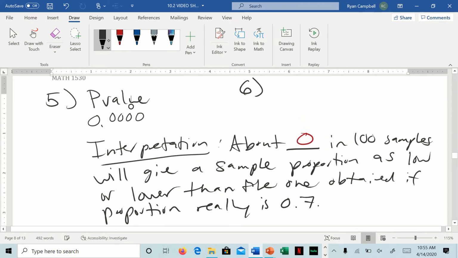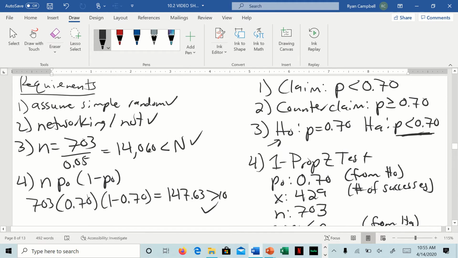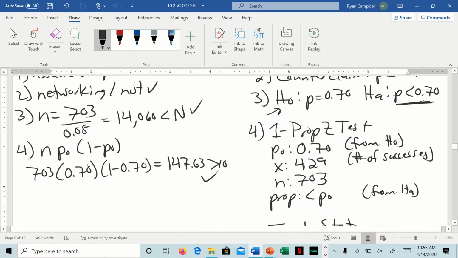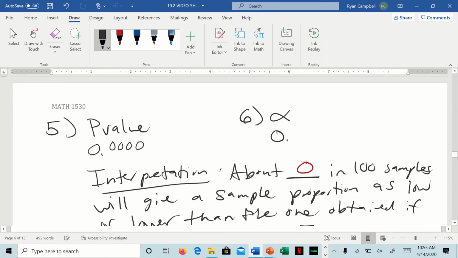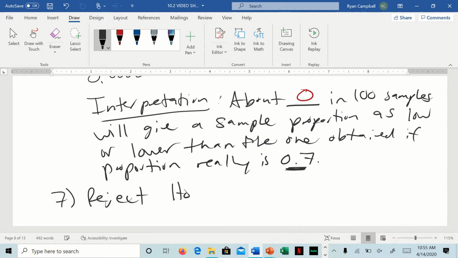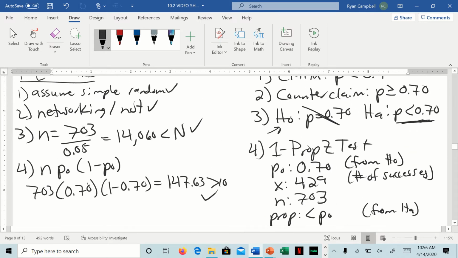But of course, as we can see from part 6, finding our significance level. Significance level this time is 0.01. Since the p-value is less than this, we reject the null hypothesis. So we reject our assumption. Since this is a really small number, this is very unlikely. It's not the case that it's equal to 0.7. We reject that.